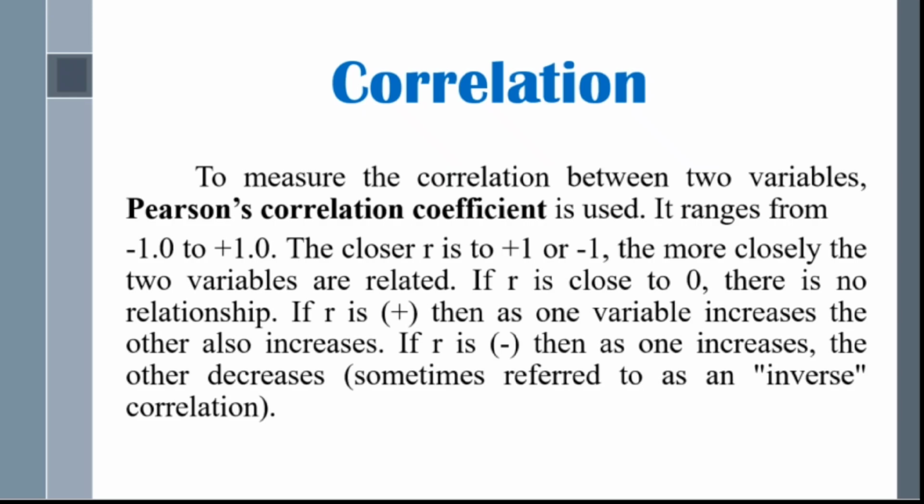If r is positive, then as one variable increases, the other also increases. And if it's negative, then as one increases, the other decreases, sometimes referred to as an inverse correlation. The main assumption in this analysis is that the data have a normal distribution and are linear. This analysis will not work well with curvilinear relationships.